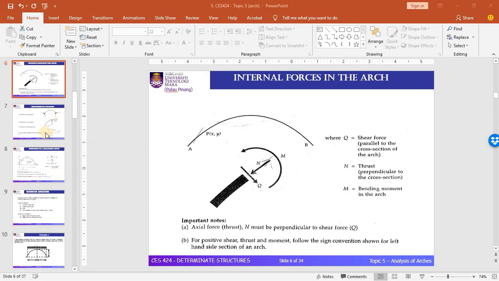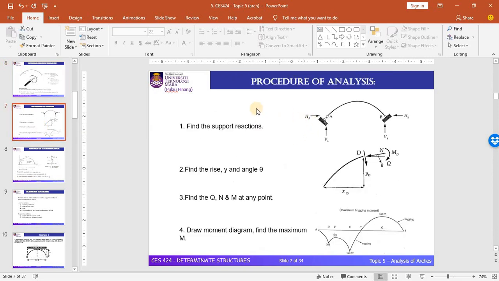Let's continue with another slide. This is the procedure of analysis. Basically, the procedure of analysis is quite similar to the beam analysis, but there is one additional step, at step number 2 that you can see here. If you compare this with the beam analysis, the steps are quite similar, because in the beam analysis we need to find the support reactions, solve for the internal forces in the beam, and draw the bending moment and shear diagrams. The steps are basically similar for the arch, but there is an additional part at the second step, where you need to find the rise y and the angle theta.